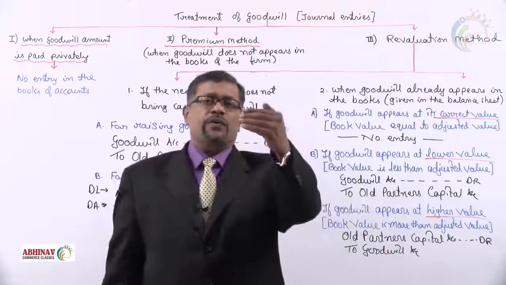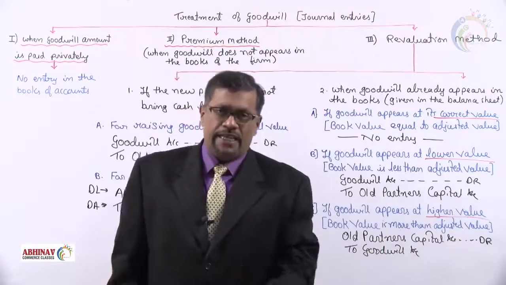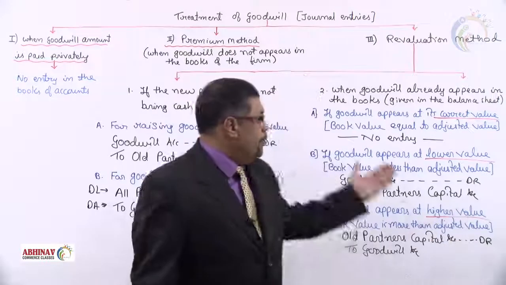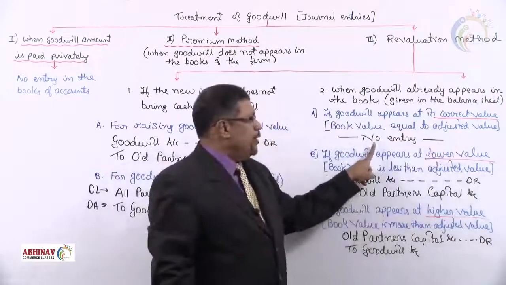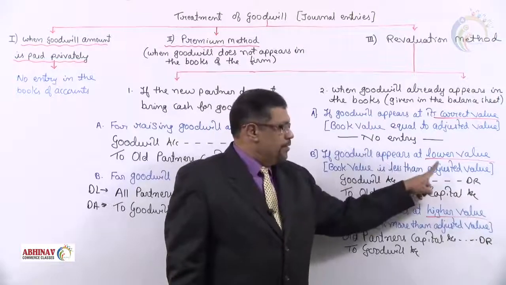In the balance sheet, goodwill is 40,000. In the adjustment, goodwill is 40,000. Book value is equal to adjusted value. It appears at correct value, so there is no entry for that.